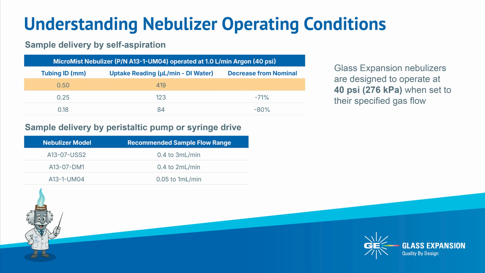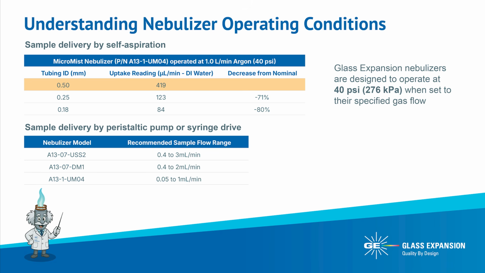All of Glass Expansion's concentric nebulizer designs will self-aspirate at a nominal argon gas flow rate, pressurized to 40 psi. This is equivalent to 276 kPa and 2.76 bar, which are other commonly used units in instrument software. The self-aspiration rate is indicated by the nebulizer part number. This rate is standardized using deionized water.